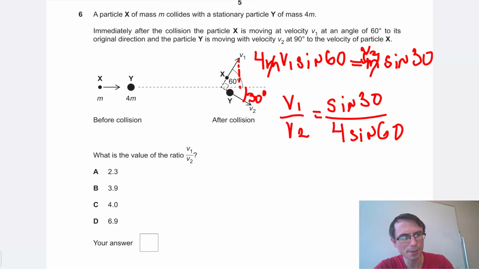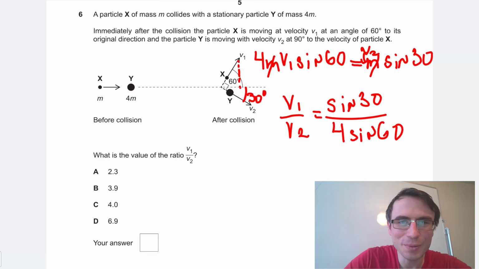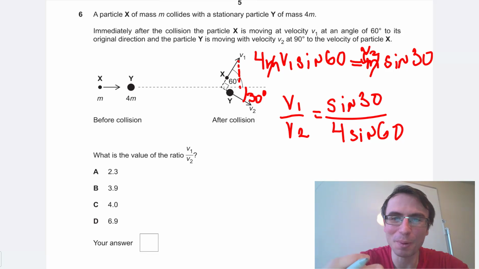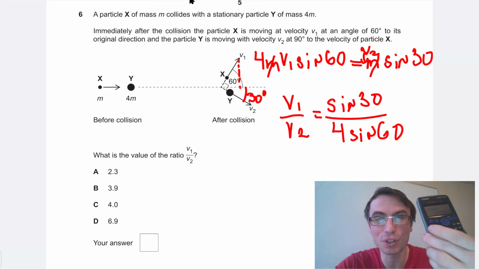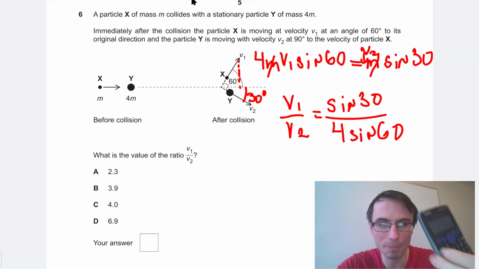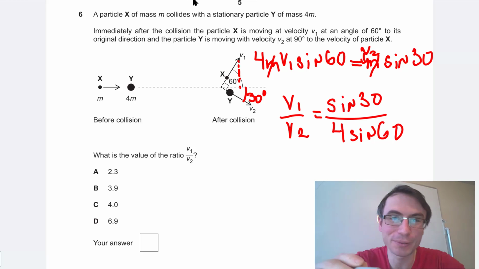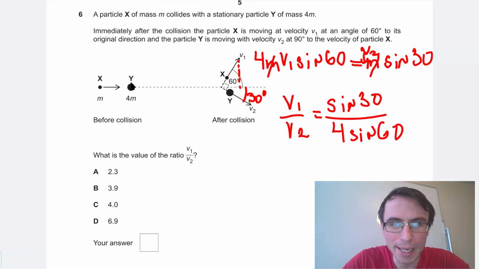Hang on, I've made a mistake here. It's actually really funny because I was probably most confident on this question because I literally solved this a couple of days ago, but I got an answer which is not actually on the mark scheme. Now, I think I've spotted what I've done. Particle X has a mass of m, so the factor of 4 shouldn't be there.